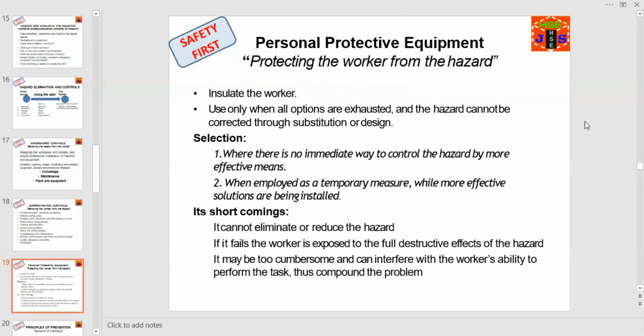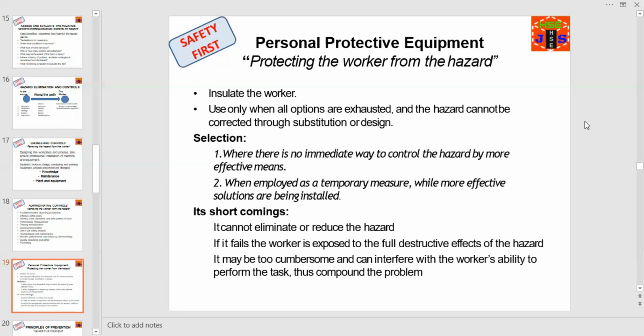In the hierarchy of control, the last resort is PPE, personal protective equipment, protecting the worker from the hazard by insulating the worker. Use it only when all options are exhausted and the hazard cannot be corrected through substitution or design. But still, selection of personal protective equipment and its usage matters. Use it where there is no immediate way to control the hazard by more effective means, or as a temporary measure while more effective solutions are being installed.